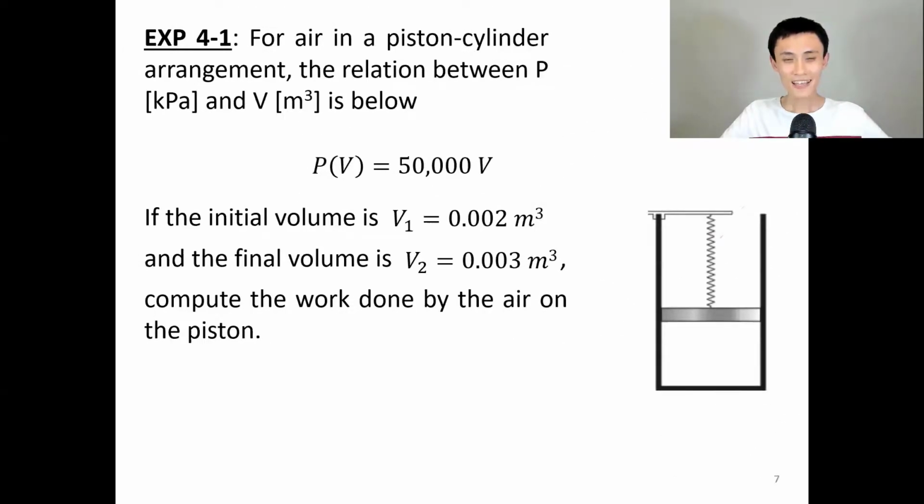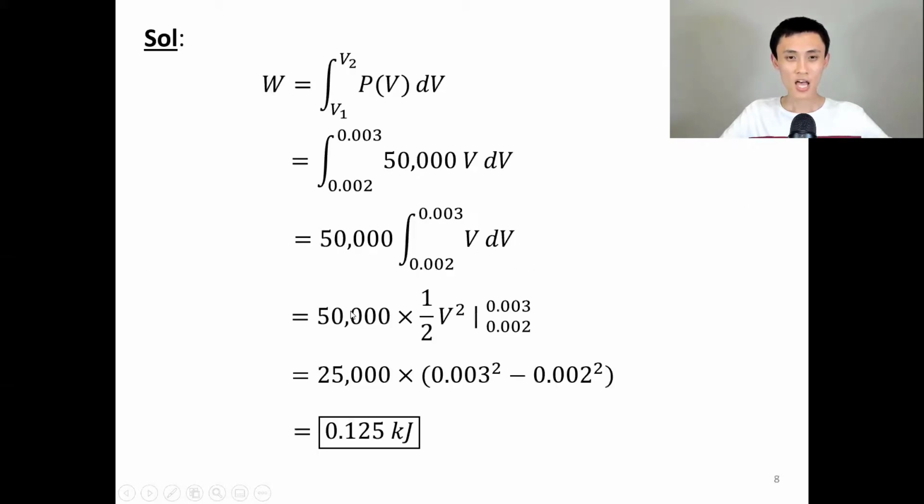Then let's take a look at an example. An air piston cylinder arrangement: we have the relation between pressure and volume as this expression, and we also know the initial volume and the final volume. The volume increases, so we expect the thermodynamic work to be positive. It says compute the work done. By definition, work is the integral of PdV. Plug in the formula and integrate it. Then this is the integral. Plug in the limits, and it turns out to be the work done in this process.